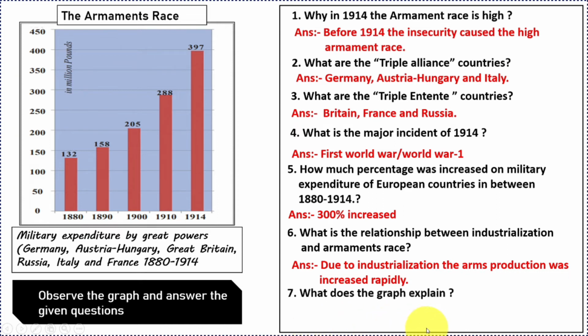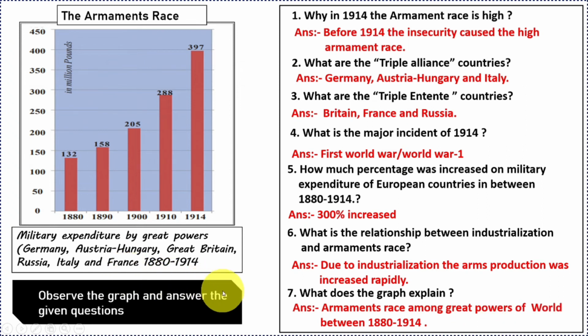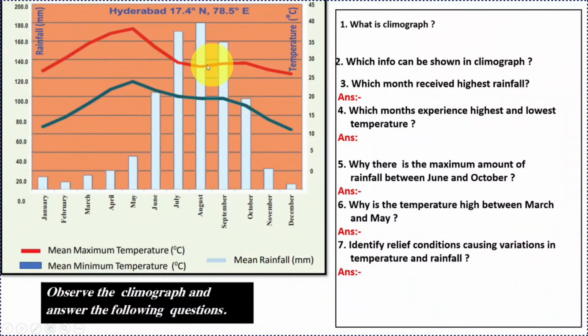What does the graph explain? It explains about armament race between the great powers of Europe, armament race among great powers of the world between 1880 to 1914.